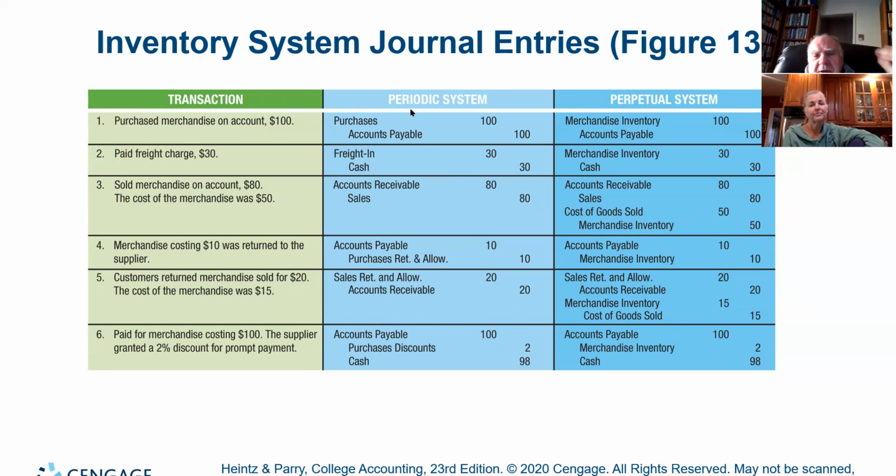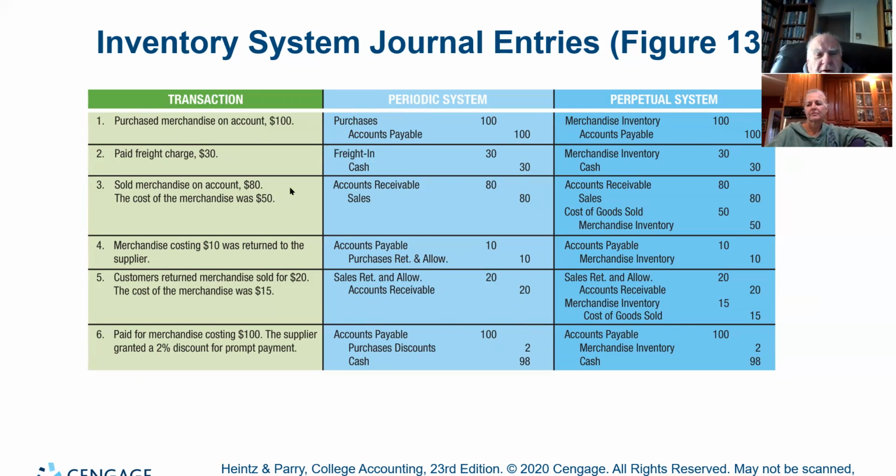Right. Periodic, this is what you've seen, purchase merchandise on account, right? Periodic, we're calling it a cost. It goes into purchases, credit accounts payable. On the perpetual, you're debiting merchandise inventory, okay? You're putting it into inventory.